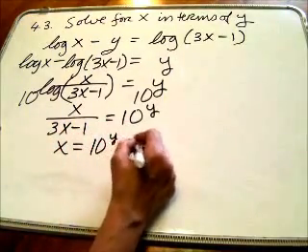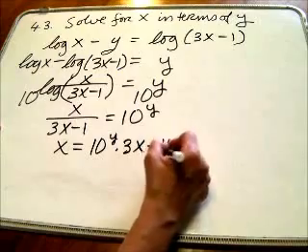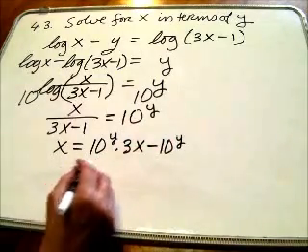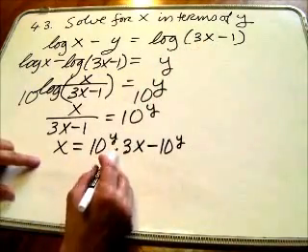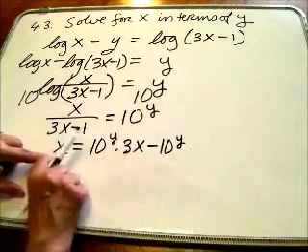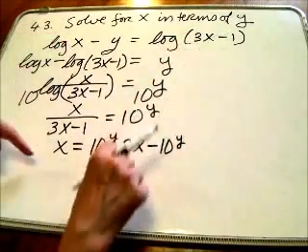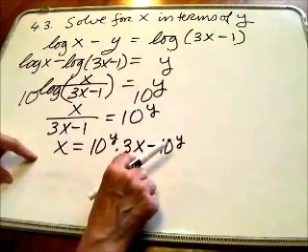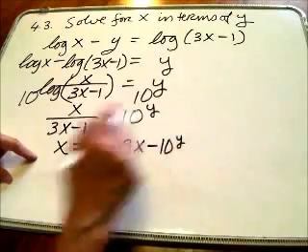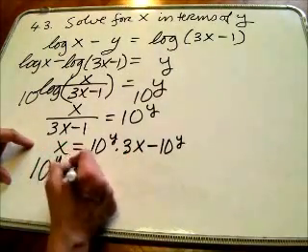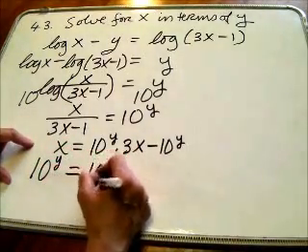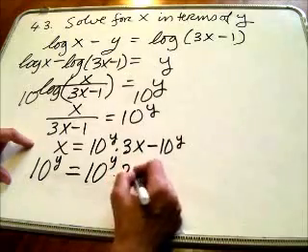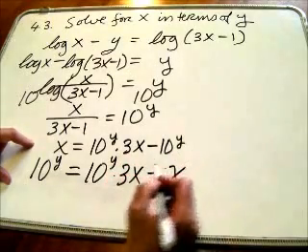10y times 3x minus 10y. Now I'm running out of room here, so I'm going to go up here in a second. But again, we're solving for x, and now we've got x's on both sides again. So I've got to get the x's on the same side. I'm going to move the 10 to the y over here because I'd like to keep that positive. And then that'll be 10 to the y times 3x minus x on this side.